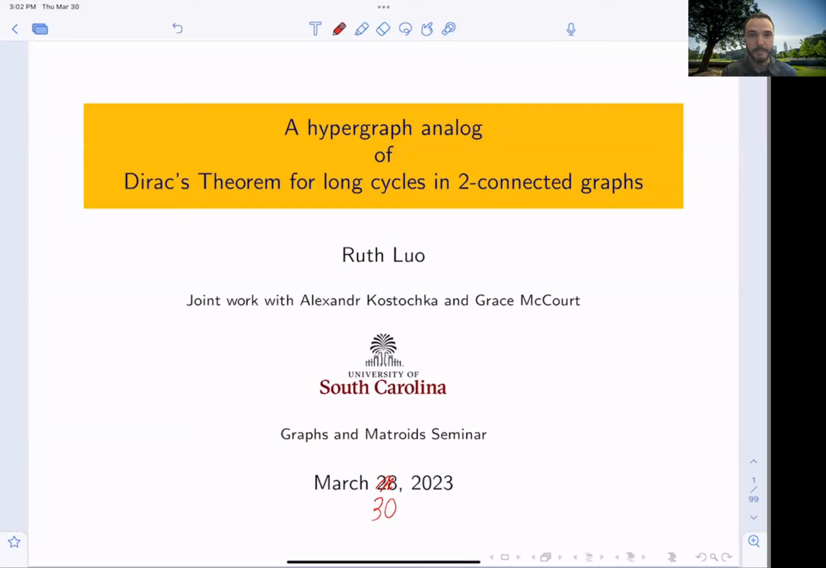Ruth, whenever you're ready. Okay, yeah, thank you so much for the invitation, and thanks for listening. So I'm going to talk about some extremal problems for graphs and hypergraphs. There's no matroids here, so I'm sorry about that, but I hope you can still find something interesting here. So all of this work is joint with Alexandra Kostochka and Grace McCourt.